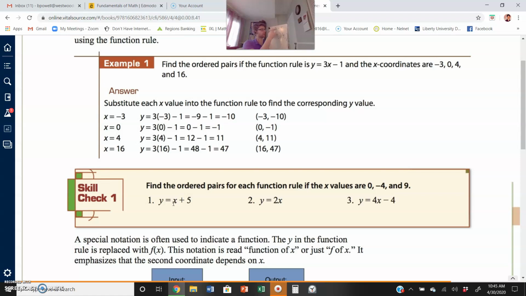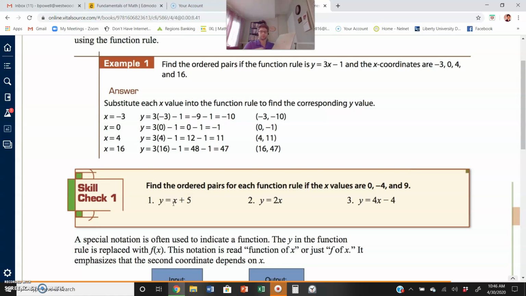Let's plug in the -4. 4 times a -4 is a -16. -16 minus 4, remember to add the opposite. -16 plus a -4 is a -20. Let's plug in the 9. 9 times 4 is 36. 36 minus 4 is 32. So you should get the answers of (0, -4), (-4, -20), and (9, 32). Hopefully you got those correct.